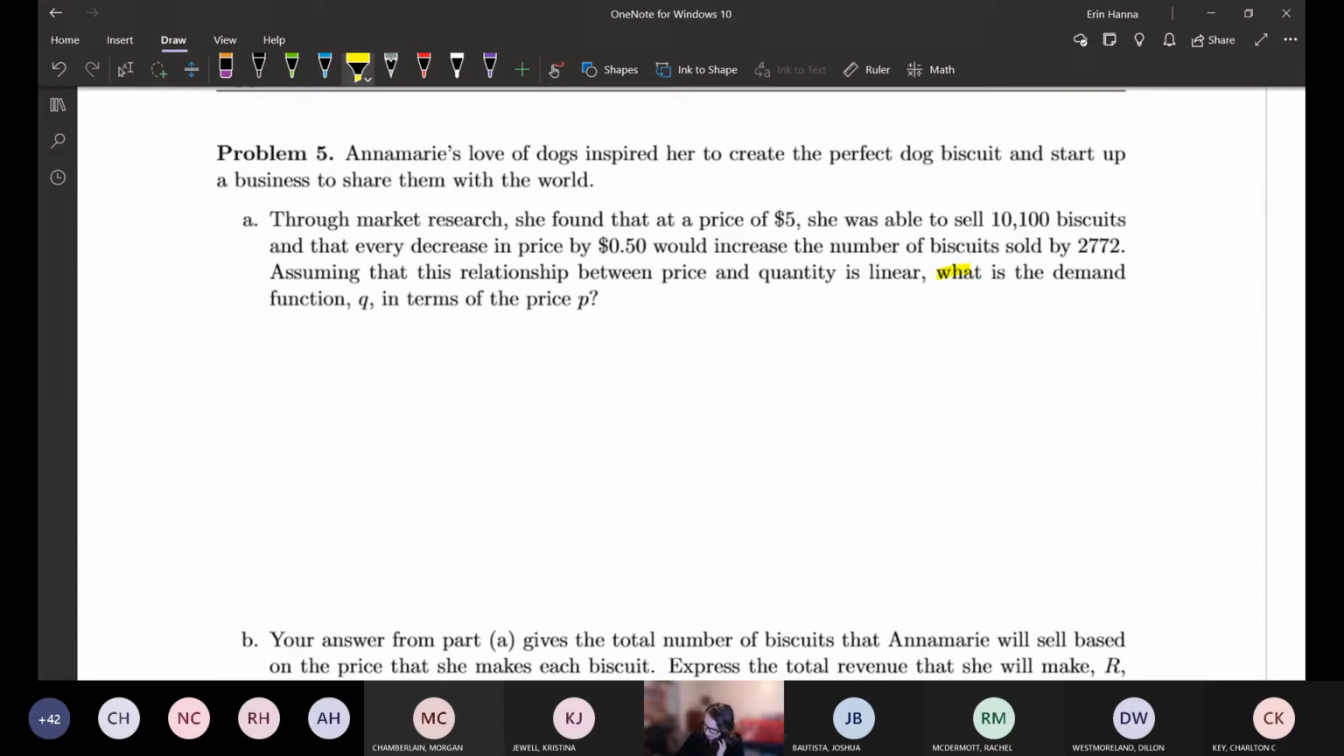So the first thing, we want the demand function in terms of the price. That means that we're going to have Q as a function of price. On your homework, I believe it's always the quantity that acts as the X value, so it's always price in terms of quantity. But just look out for that phrasing to tell you which way it should land. And so if we want Q as a function of P, we have two things that we pull from this information. The first is that at a price of $5, she can sell 10,100, which means that our point would be (5, 10,100).